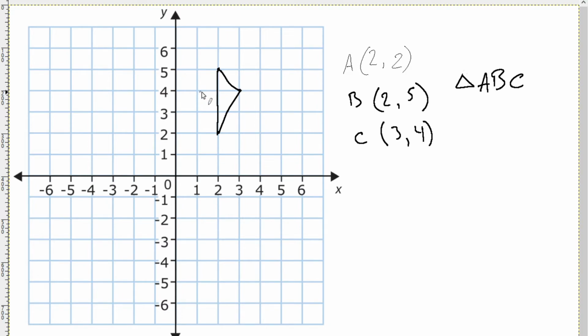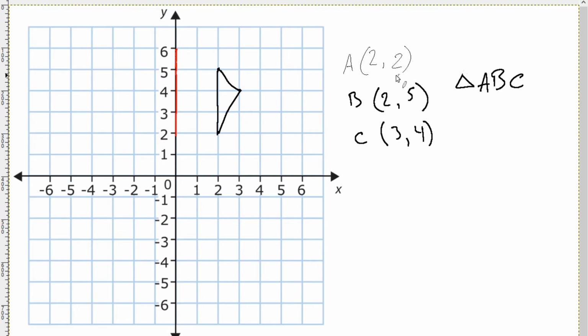So they might give you a line of reflection. We'll use a different color for this one too. They might give you a line of reflection saying, use the y-axis as a line of reflection. So right down here. When you do a line of reflection over the y-axis, they might not mark it. Okay, they might just tell you the y-axis.